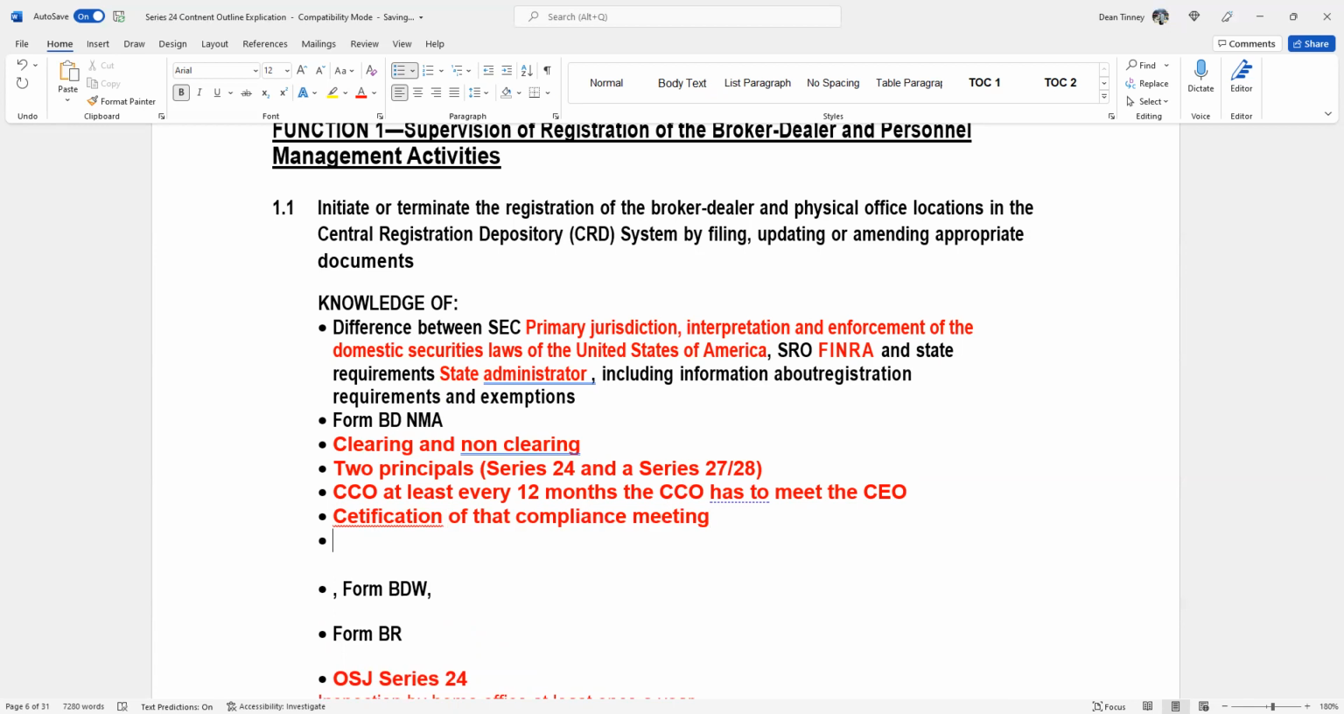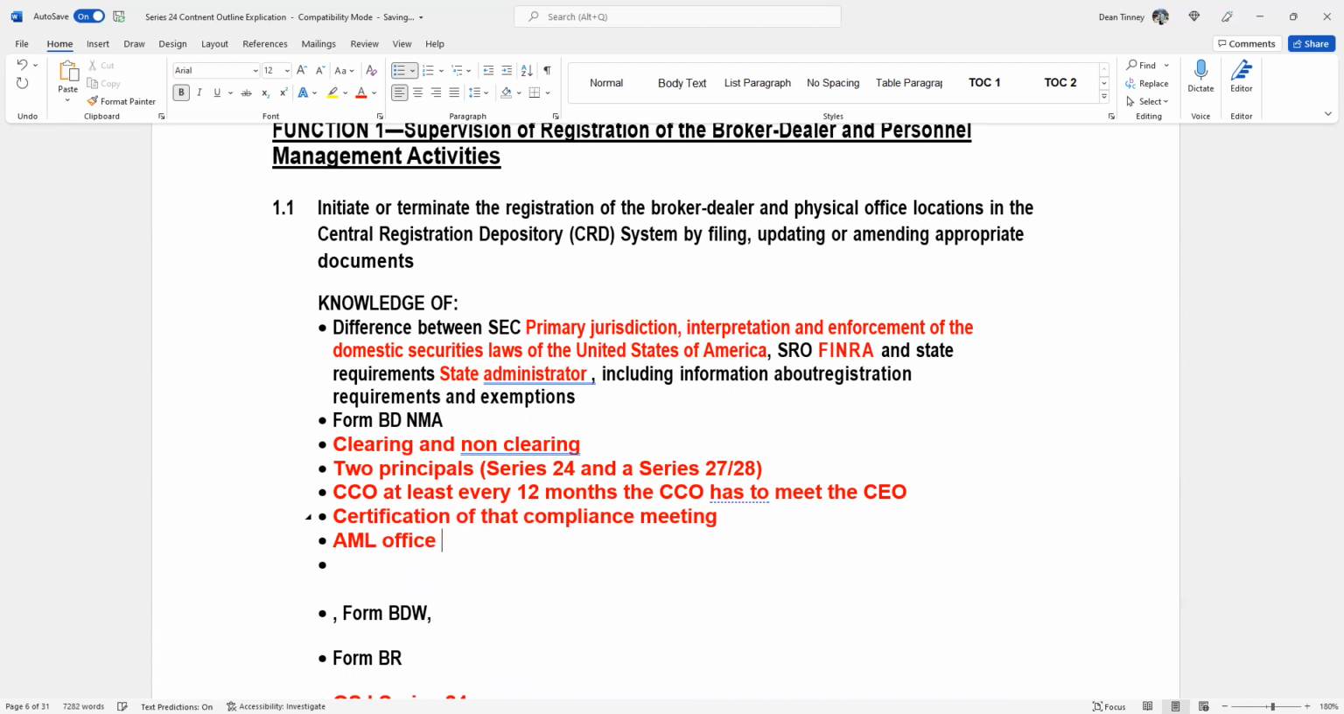Another person we're going to have to appoint is an AML officer, in charge of the anti-money laundering of the firm. And that AML officer will not conduct, but we're going to have an AML test done annually by an independent third party just to make sure those procedures are up to speed.